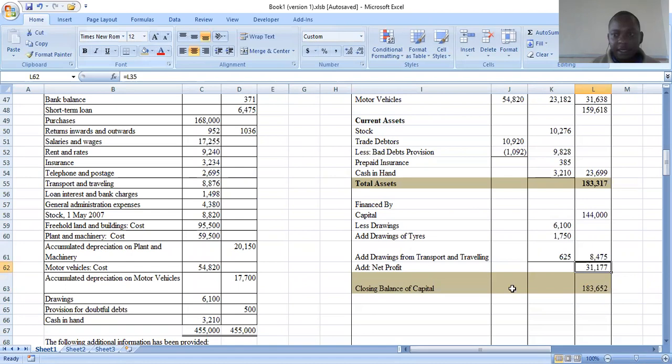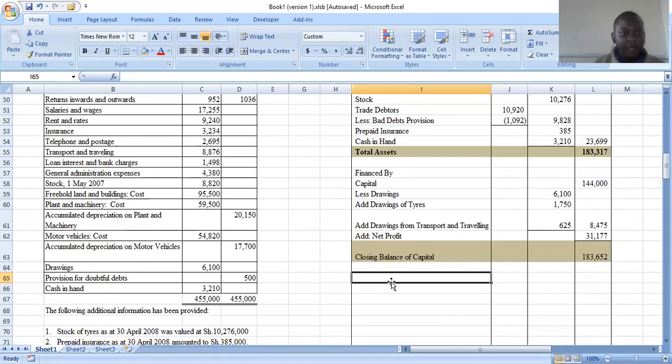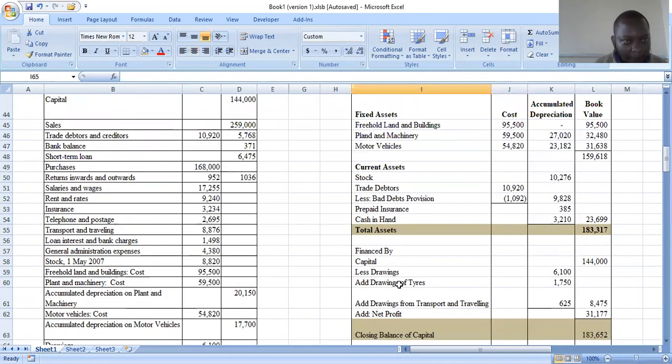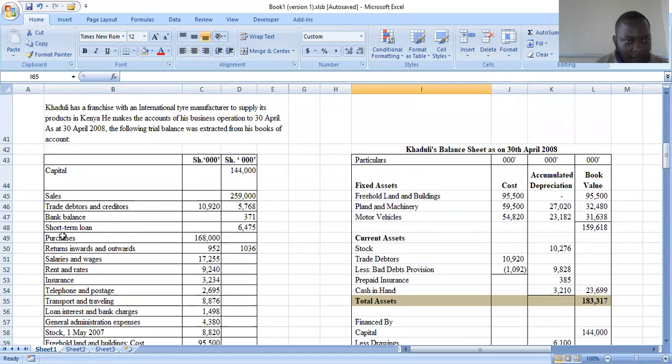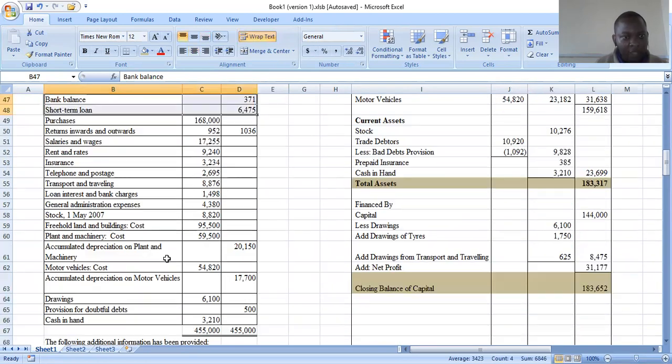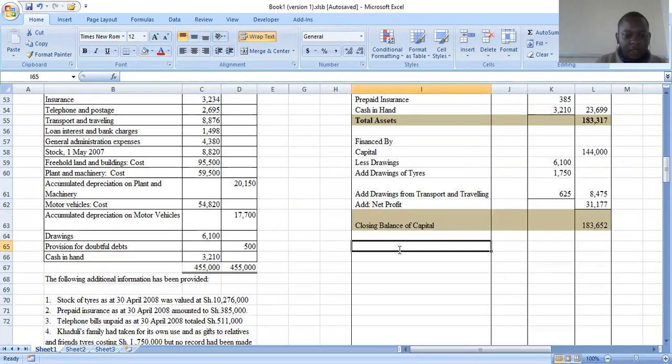Then next we have the liabilities. Do we have long-term liabilities? No, we don't have long-term liabilities. We have short-term liabilities.